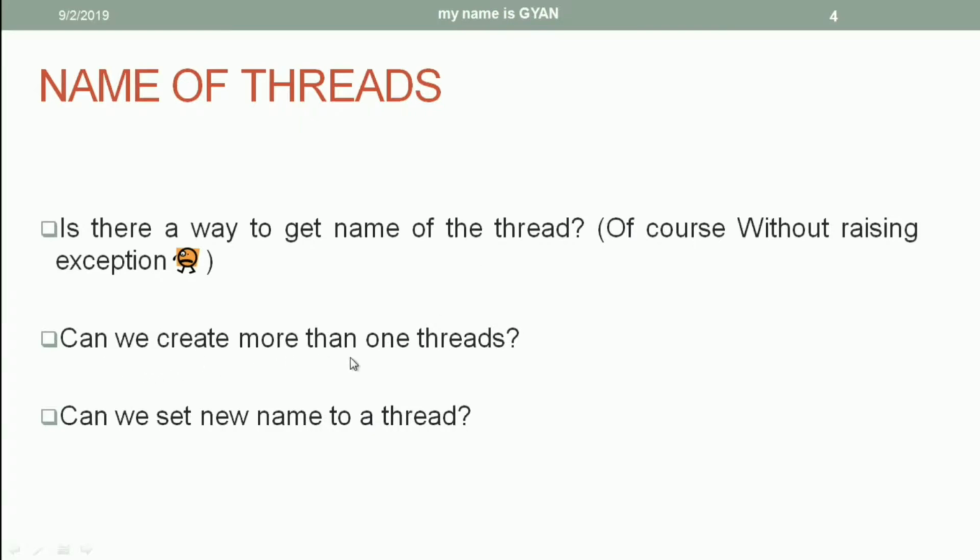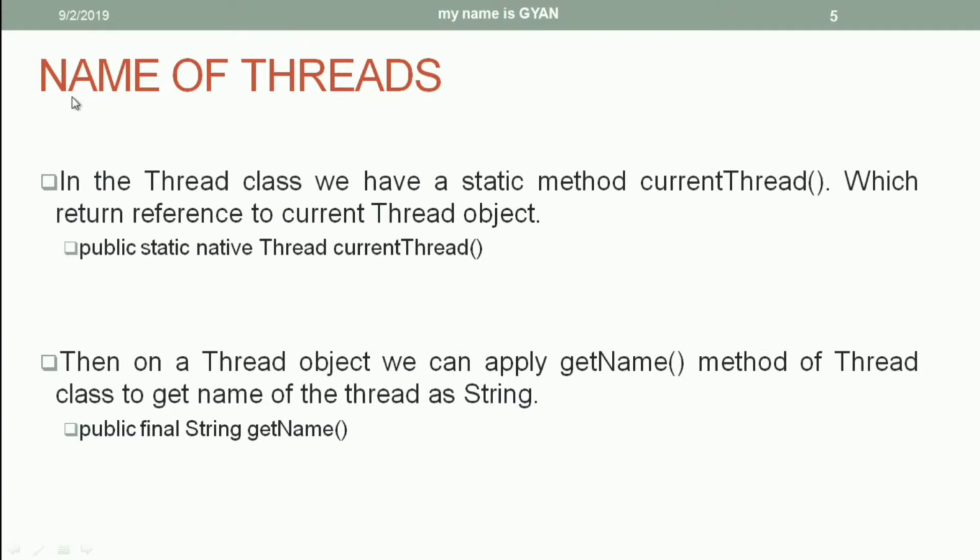Can we create more than one thread? Yes, we can. We already did it just now. Can we set a new name to a thread, instead of depending on the default names, a user-defined name? Yes, we can do it. All these 3 things we can do. We have already created more than one thread. Now we are all set to get the name of a thread and to set the name of a thread. Now how to get the name of the threads?